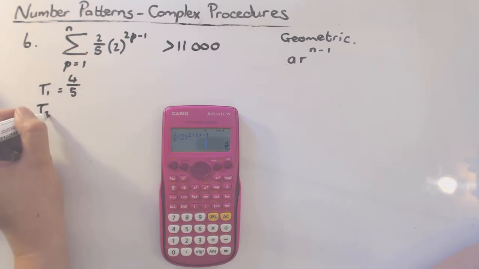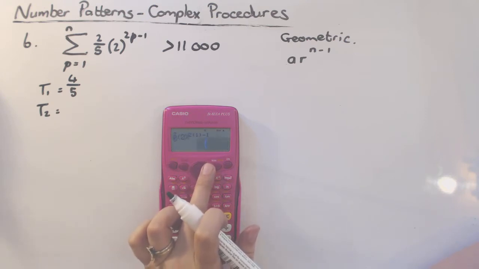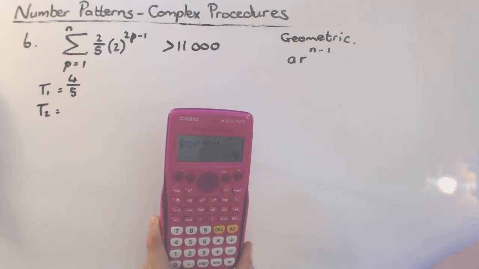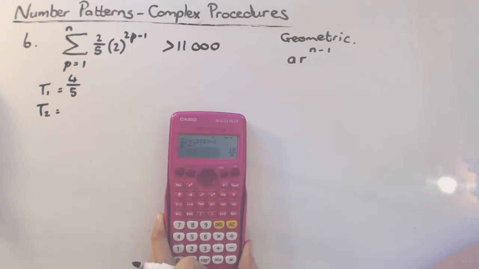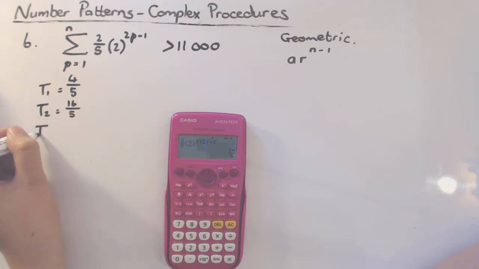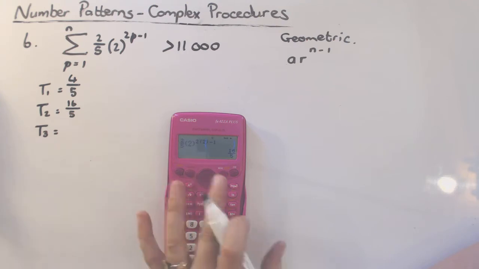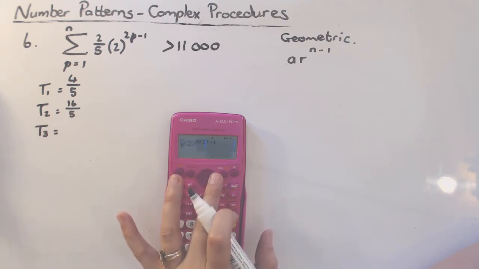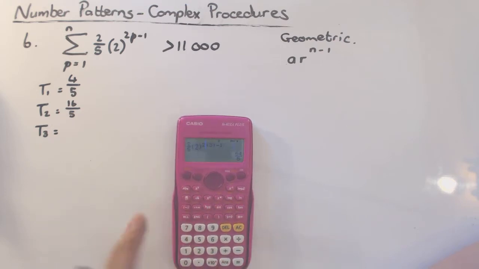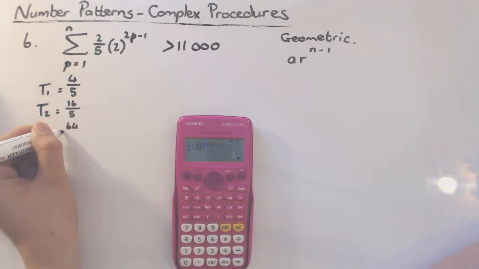For term 2, I'm just going to substitute in that place of the 1, I'm going to substitute 2. Oh, this dog is really a bit of a problem now. 16 over 5. Sorry for the distraction. Term 3. I'm just going to substitute in the place of the 2 there a 3. And that gives me 64 over 5.